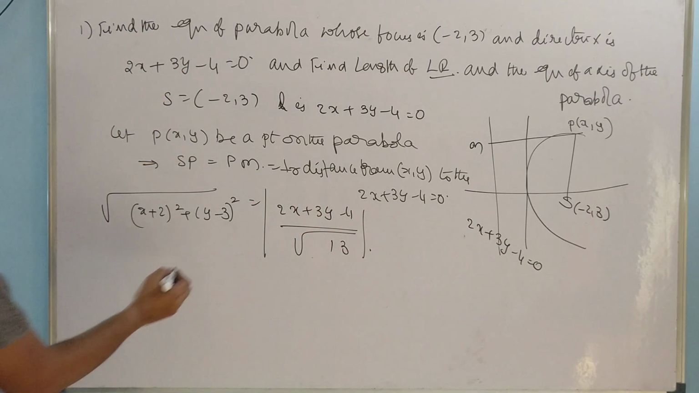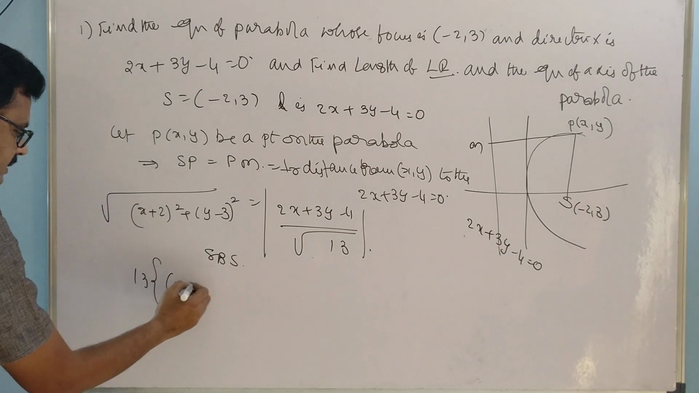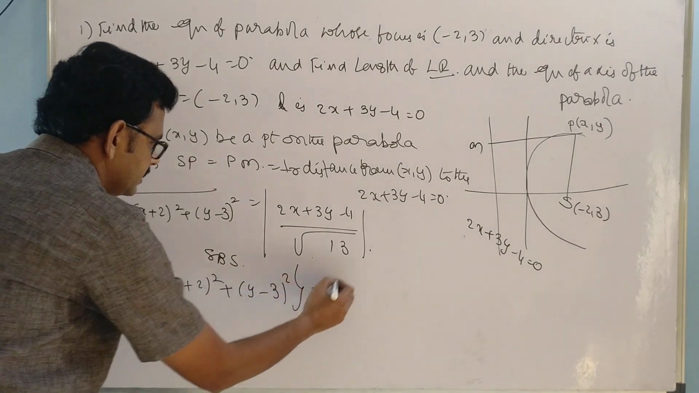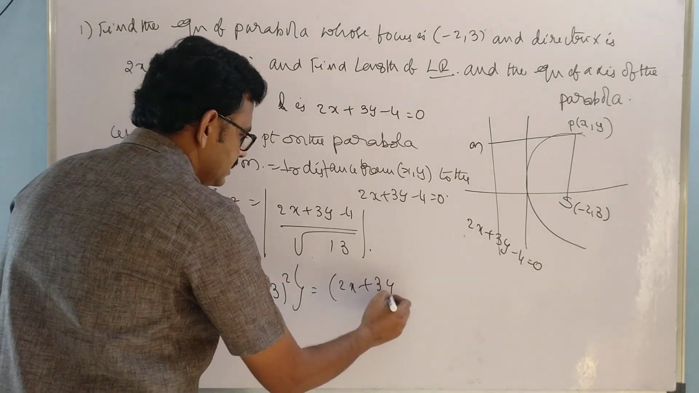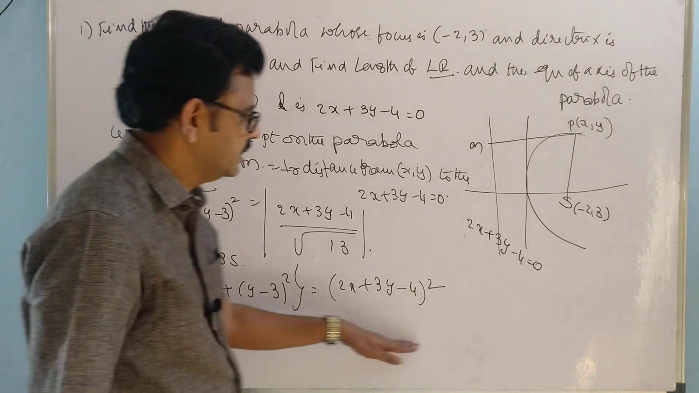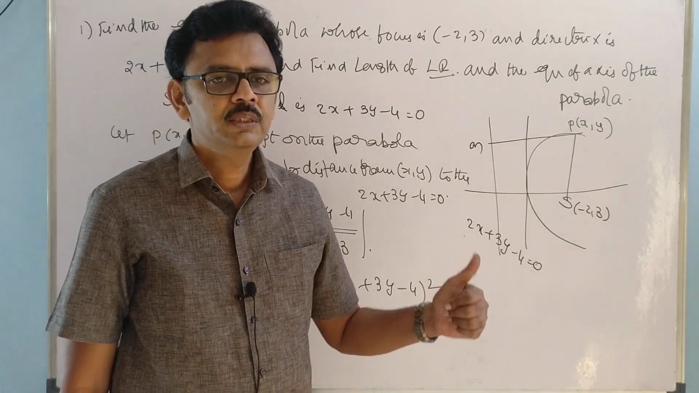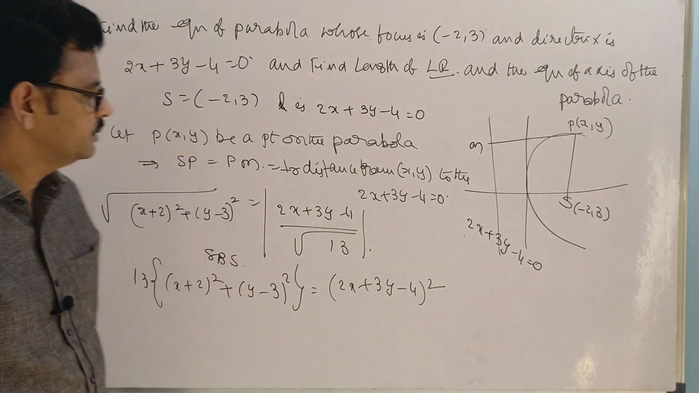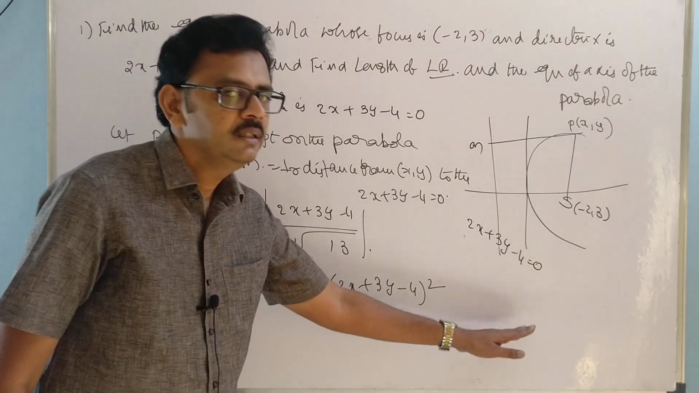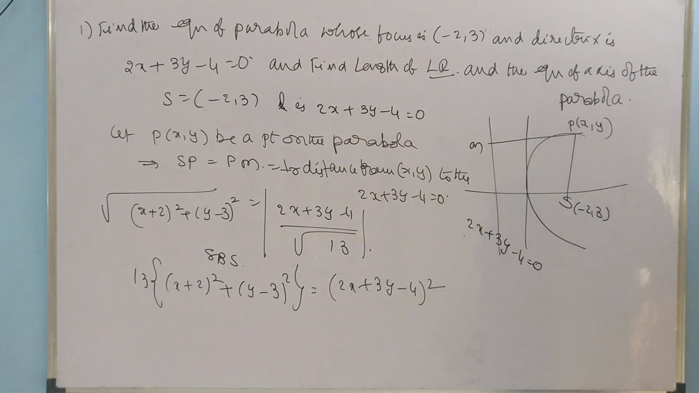Now, squaring and cross multiplication. So this is 13 times [(x + 2)² + (y - 3)²] equal to (2x + 3y - 4)². Now expand this equation and reduce it into standard form, that is ax² + 2hxy + by² + 2gx + 2fy + c = 0. So by expanding, this is the equation of the parabola. Okay, and next you go for the second point.